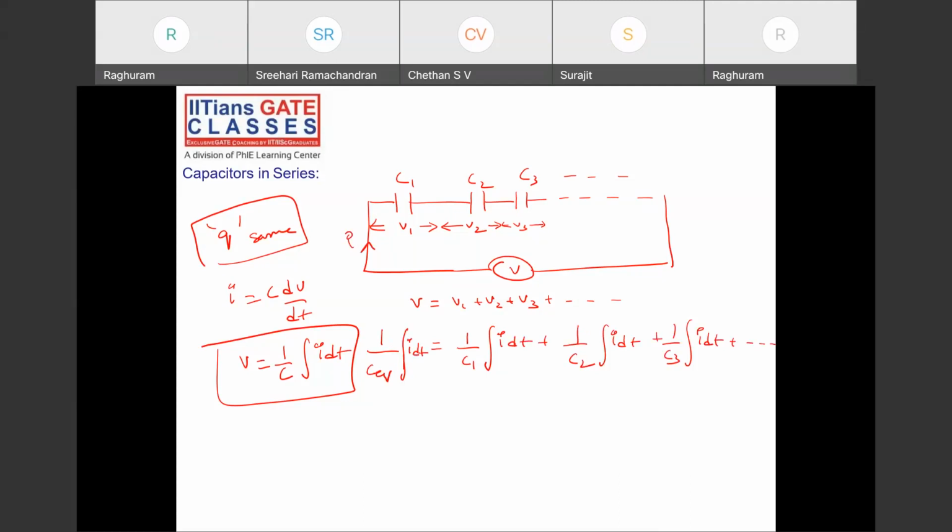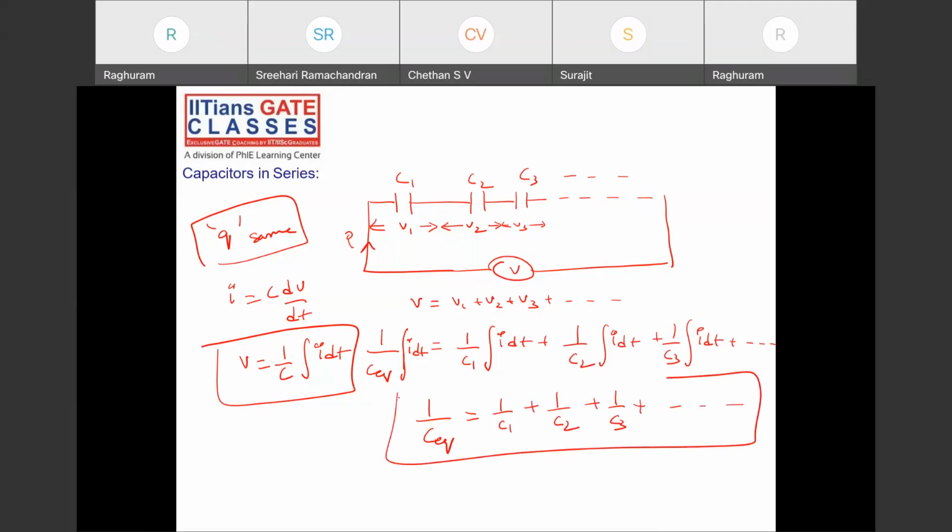So if I take the integral of I dt common, this will become 1 by C equivalent equal to 1 by C1 plus 1 by C2 plus 1 by C3 and so on. Okay, so C equivalent is something like this. If there are only two capacitors, C equivalent is C1 C2 by C1 plus C2.